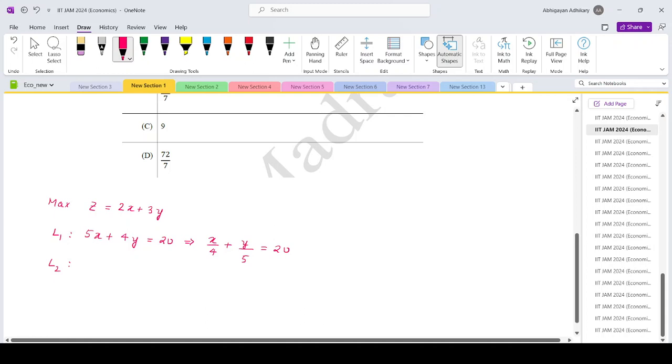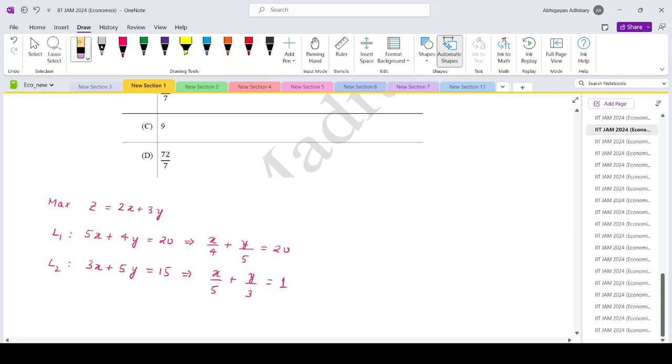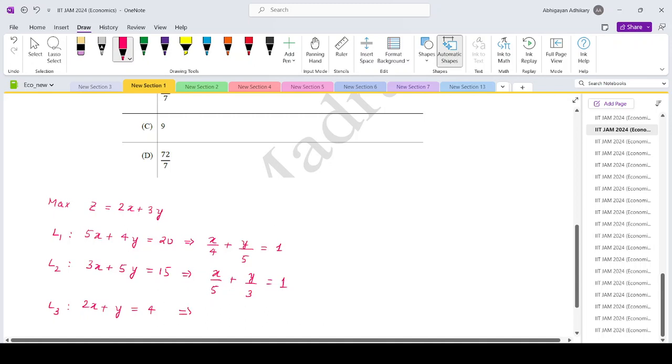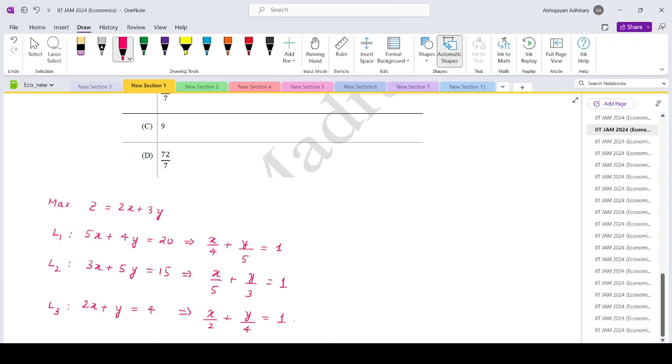The second constraint is L2, which is 3x plus 5y equals 15. So that implies x by 5 plus y by 3 equals 1. And the third constraint over here is 2x plus y equals 4. So that is x by 2 plus y by 4 equals 1.